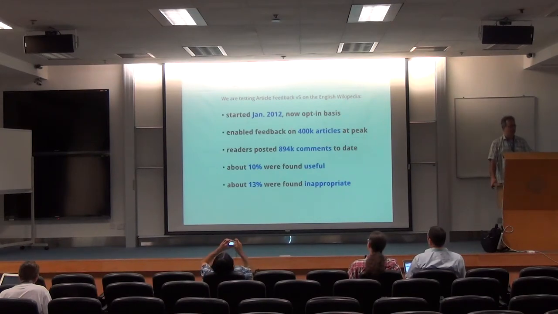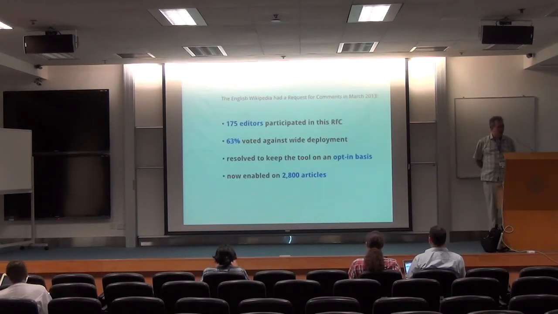So at peak, it was about 400,000 articles. It's now a couple thousand. Readers posted 894,000 comments, about 10% were found useful, about 13% were found inappropriate. In March of this year, there was an RFC on the English Wikipedia. 175 editors participated in the RFC, and 63% voted against a wide deployment. Their primary reasons were that they thought the feedback was not useful enough to justify the effort of moderating the comments. However, a vocal minority of about a third of the respondents said, no, we really like the tool, we'd like to continue to use it.